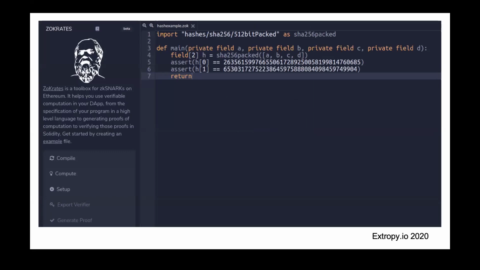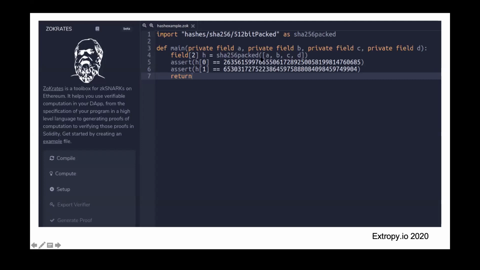So the inputs to this, A, B, C, and D, are our secret values that only the prover knows. And what our program does is to take in those input values and take the hash of them, and then check whether that hash equates to a hard-coded value that we've agreed with a verifier.